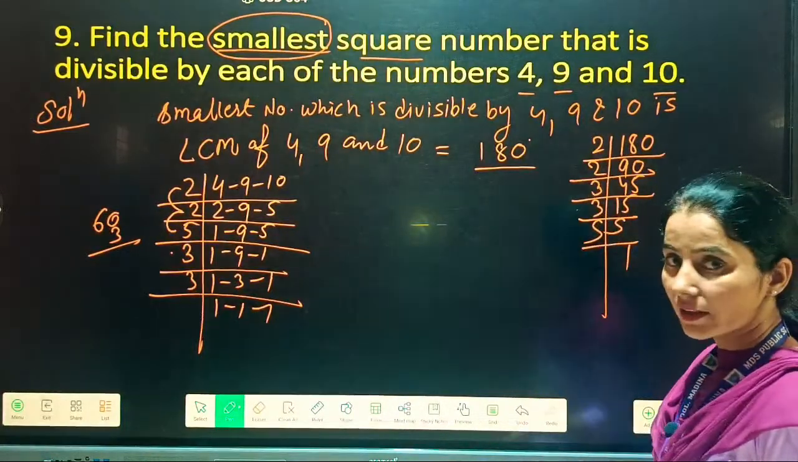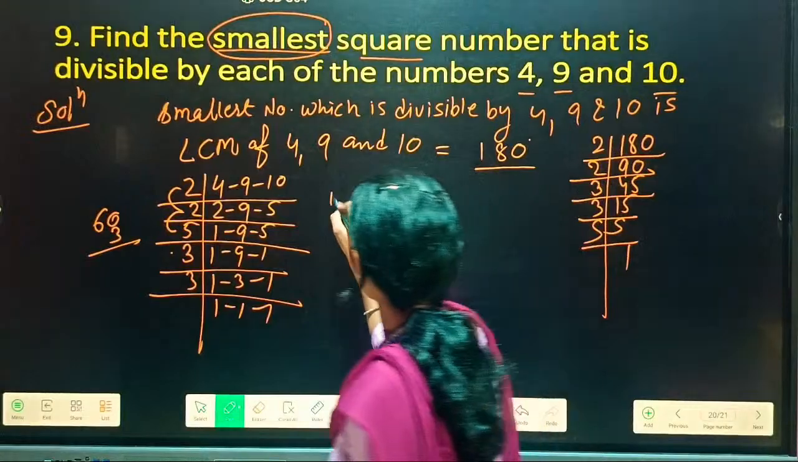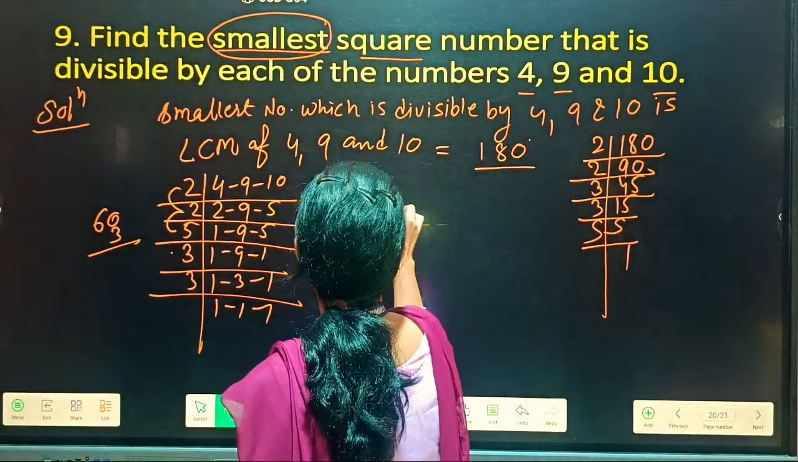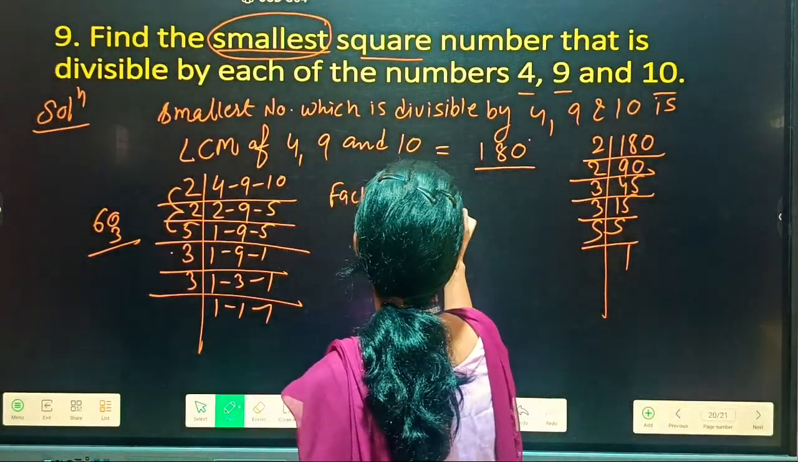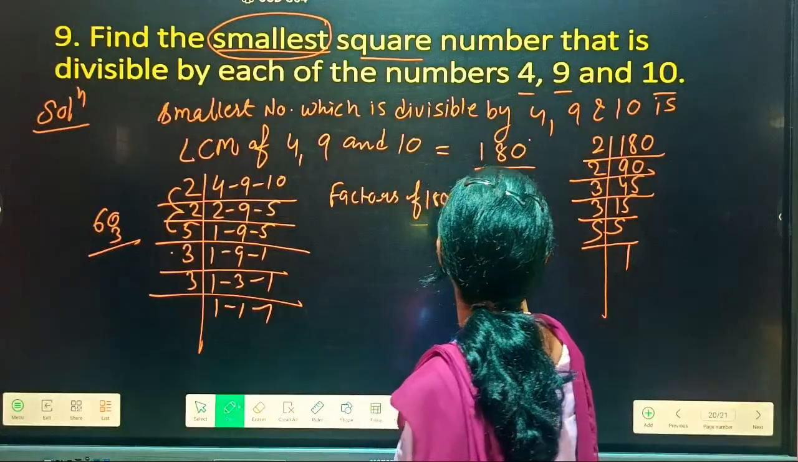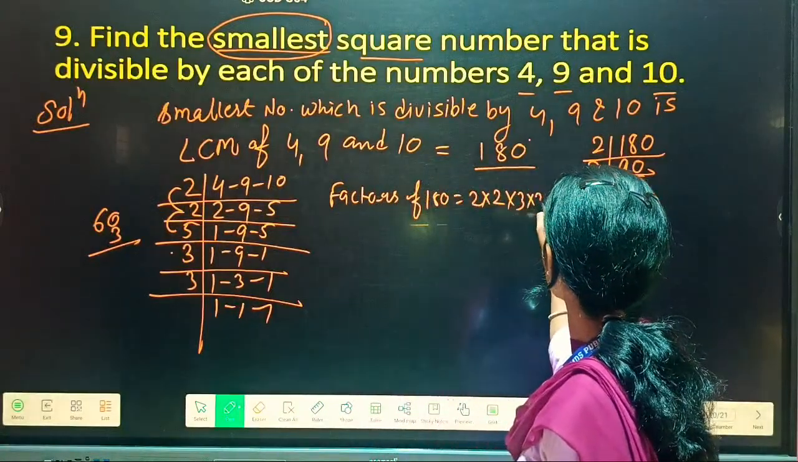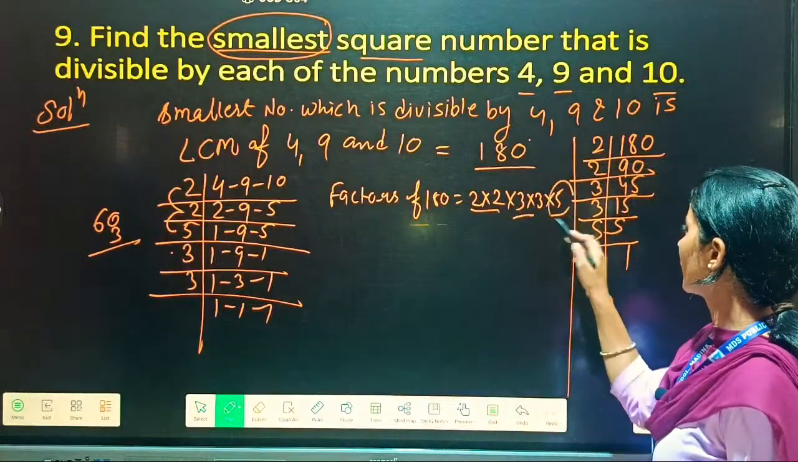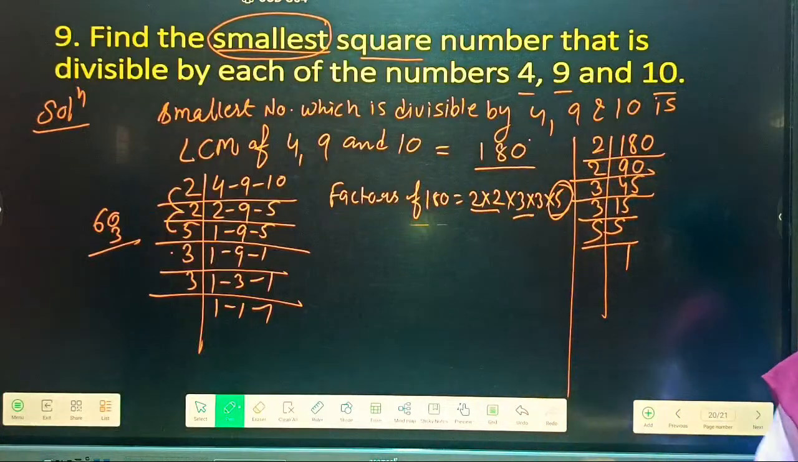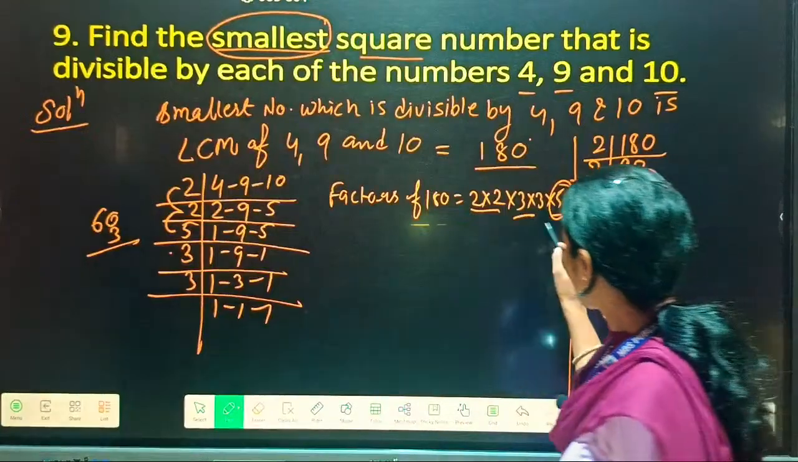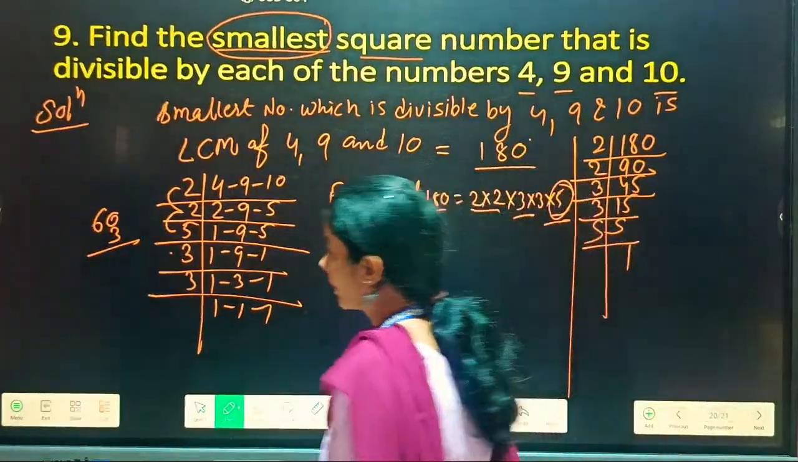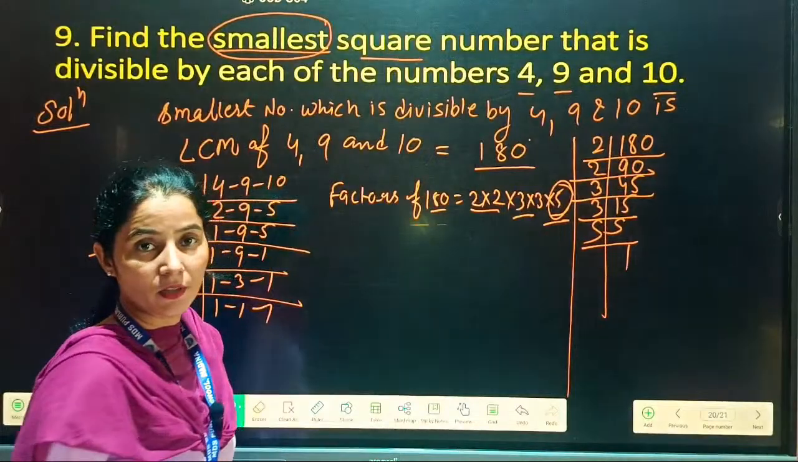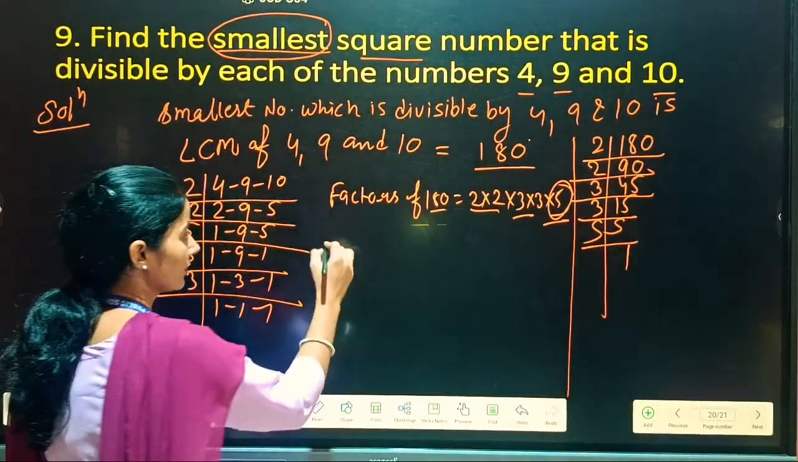Let us check whether the factors are in pairs or not. You will write the factors of 180: 2 into 2 into 3 into 3 into 5. All factors are in pairs except this 5. If I multiply my given number with 5, then I will get a perfect square number.